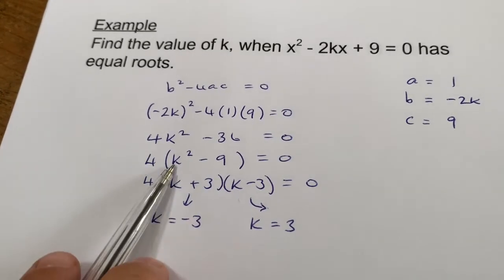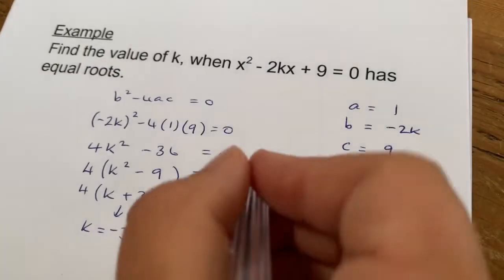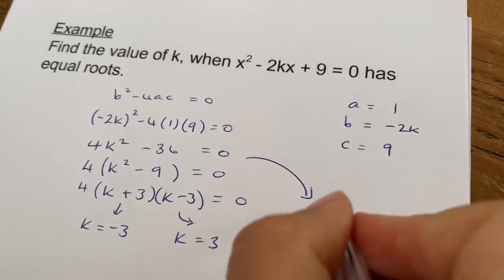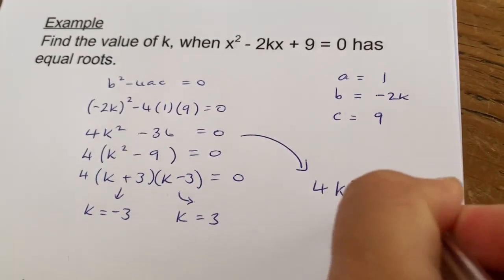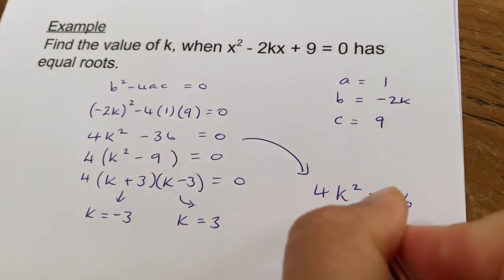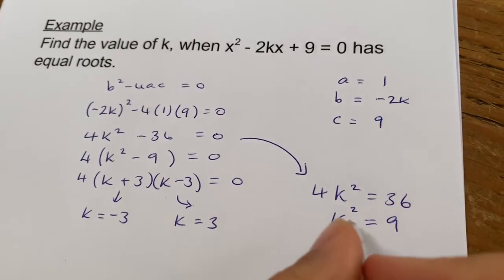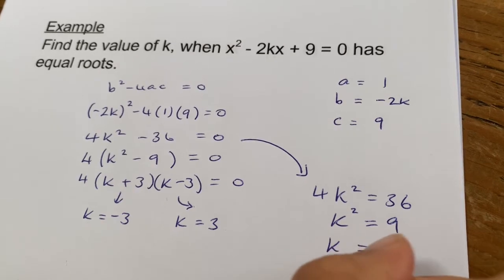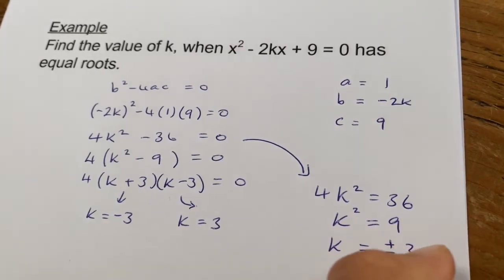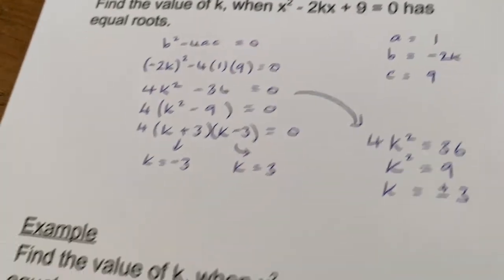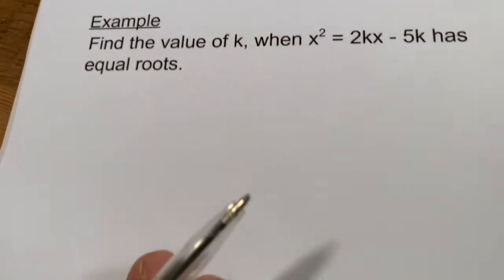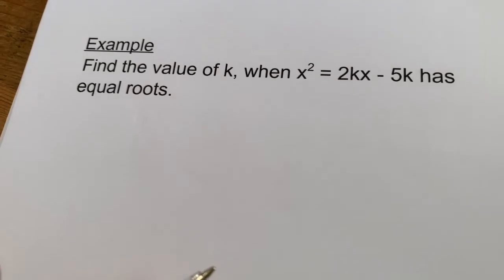Right. There are other ways of solving this. Some people would take the 36 to the other side to get 4k squared equals 36. Divide both sides by 4 to get k squared equals 9, and then when you square root, you get plus and minus 3. So if you're not fancying your factorising with your difference of squares, you can do it that way if you want to. Right, example number 3.